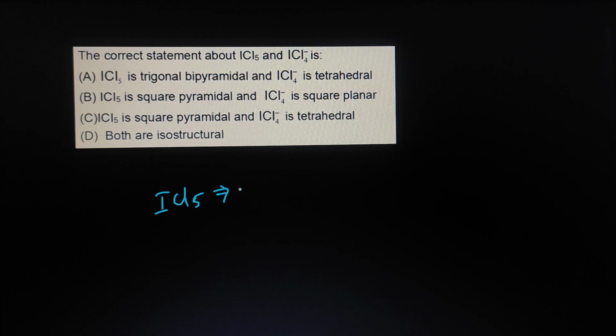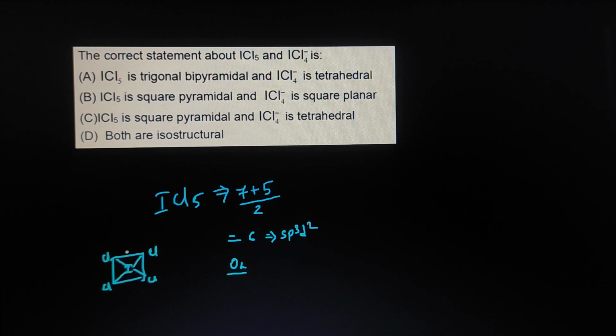The valence electron of iodine is 7, plus 5 chlorine atoms, divided by 2, that is 6. 6 means sp3d2, that is octahedral geometry. Octahedral. If we draw the structure, this is the octahedral. Iodine is in the center of the octahedron, and 5 Cl are at the corners.